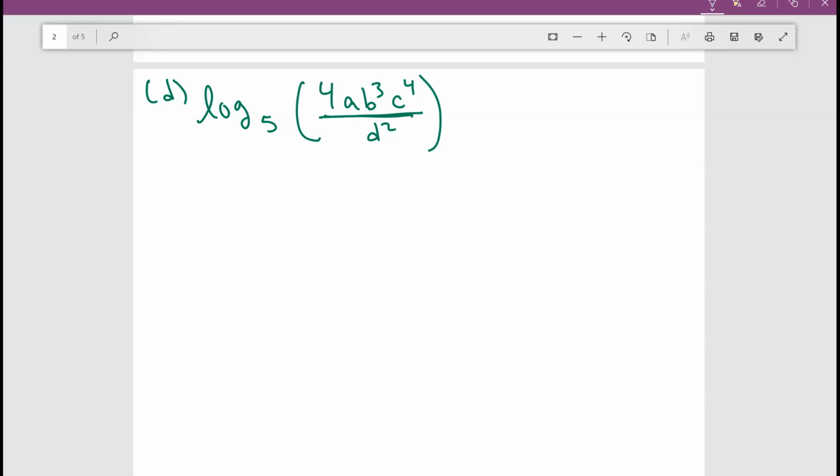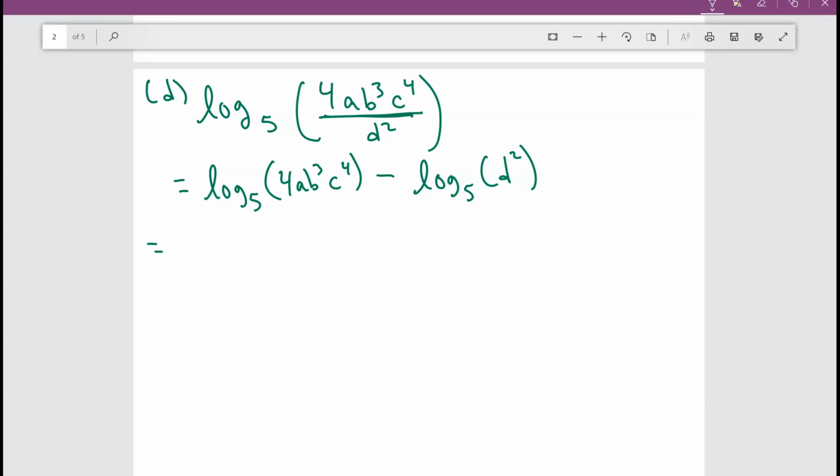So this is just going to be equal to log base 5 of the top part, 4ab cubed c to the 4th power, minus the bottom part, log 5 of d squared. Okay? Okay, so now let's go ahead and solve the top part. Now we have how many terms up here? 1, 2, 3, 4. So we have 4 terms, so we're going to have 3 pluses.